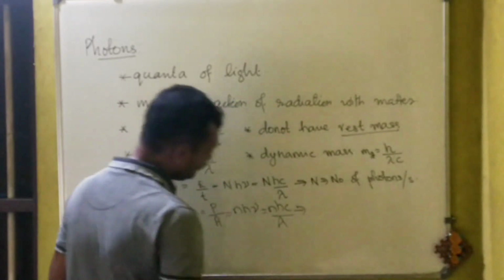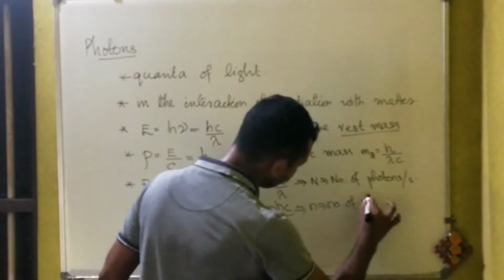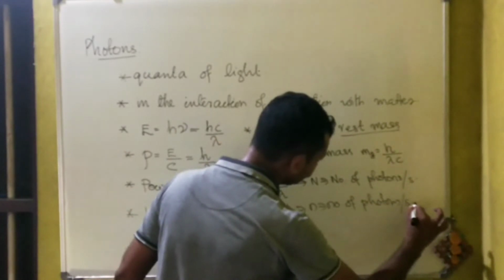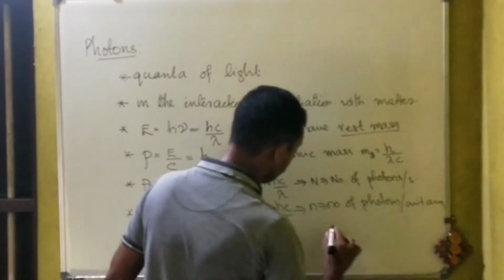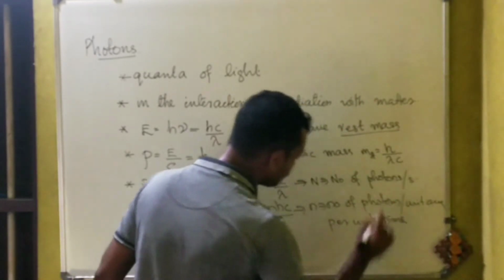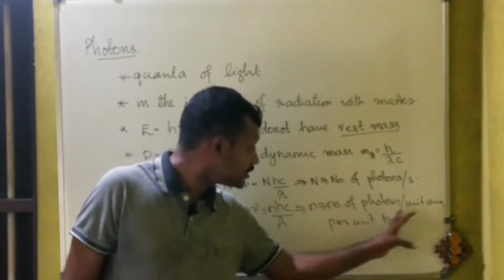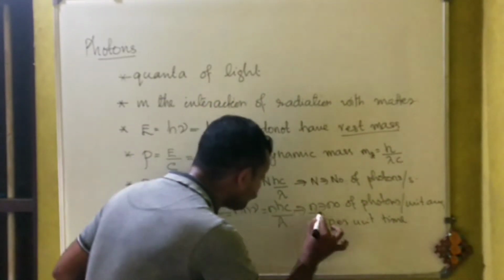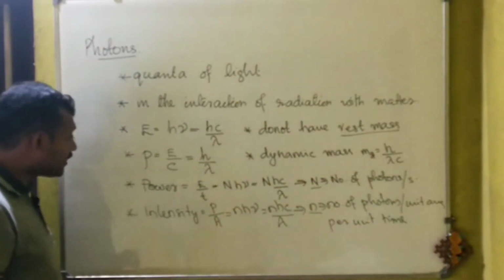What is n here? n is the number of photons per unit area per unit time. So understand these terms clearly, I tell you. Small n is the number of photons per unit area per unit time, whereas capital N is the number of photons per unit time. So this is very, very important, I am saying.